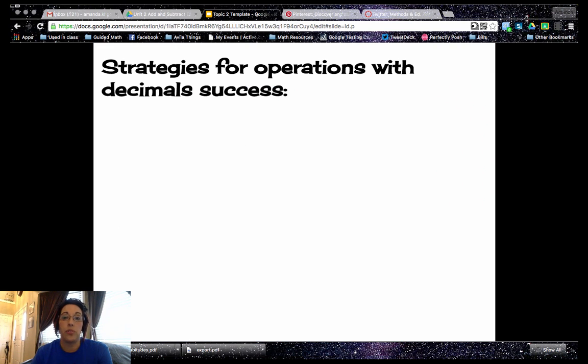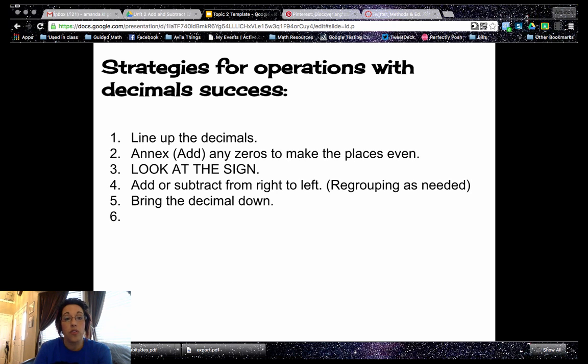Strategies for operations with decimal success include the following. Make sure that these go in your notes and make sure you really look at this step by step as you're solving problems with adding and subtracting decimals. First, you line up the decimals, you annex or add any zeros to make the places even. Look at the sign. Make sure that you know whether you're adding or subtracting.